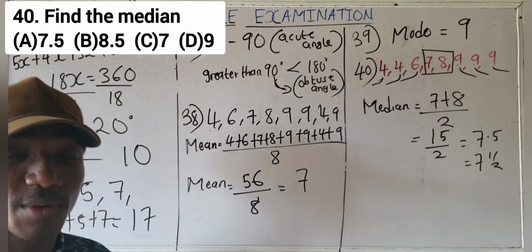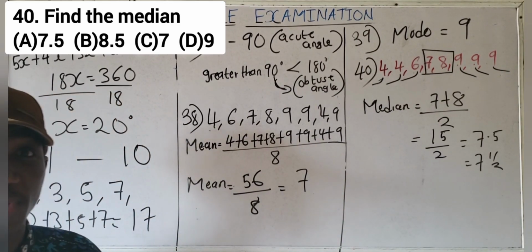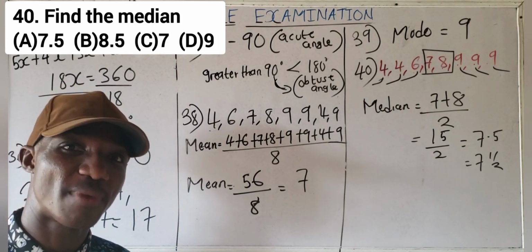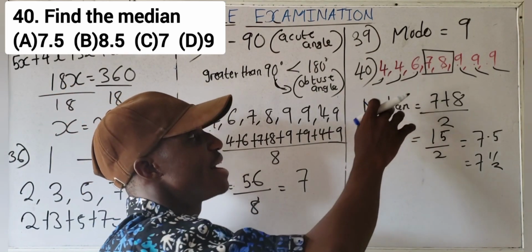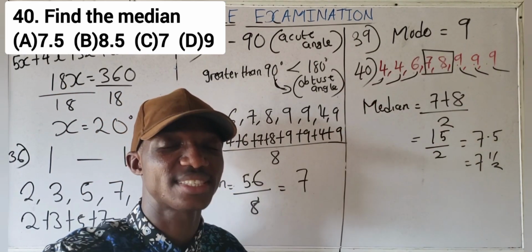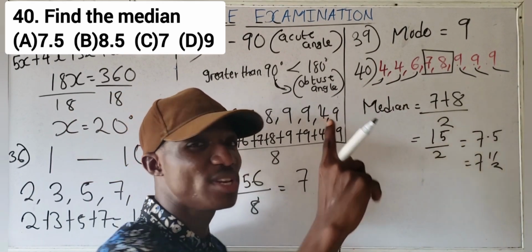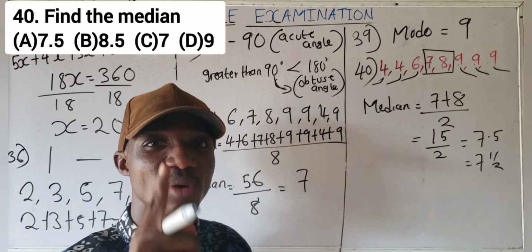Option A is correct. I'm very sure you understood what I did. To find the median, first arrange the data in ascending order. After that, you choose the middle number. Now, because the total number of our data set is even, that is why we have 2 numbers. If it is odd, you understand, we are only going to have a single number. That single number will become the median.